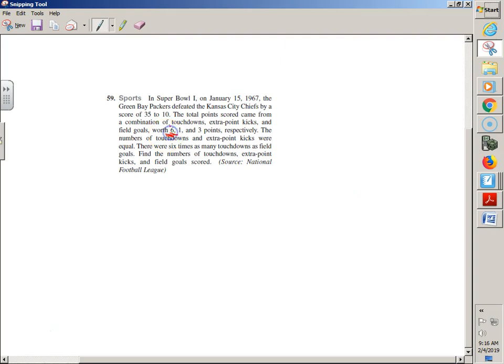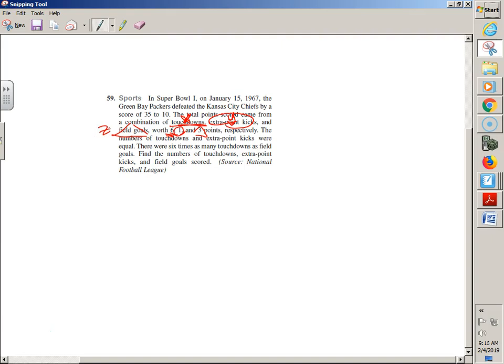So 6 points comes from touchdowns. 1 point comes from extra point kicks. 3 points come from field goals. The numbers of touchdowns and extra point kicks were equal. It seems like we don't know right away how many touchdowns, extra point kicks, and field goals there were, right? So maybe we could make this one an X. Does that sound good? It's an unknown. Make this one a Y. It's an unknown. And this one could be a Z.